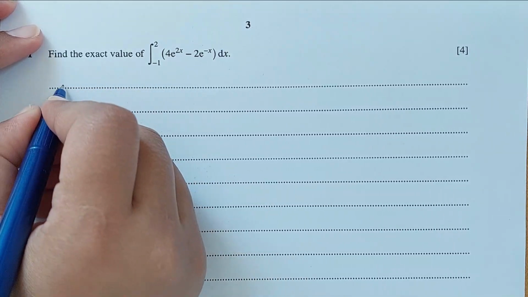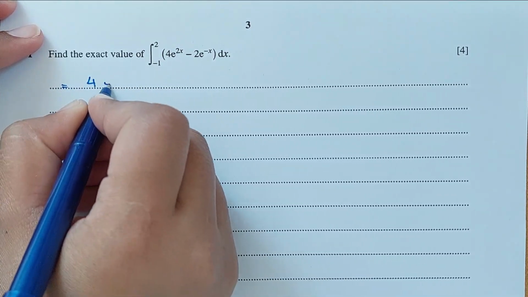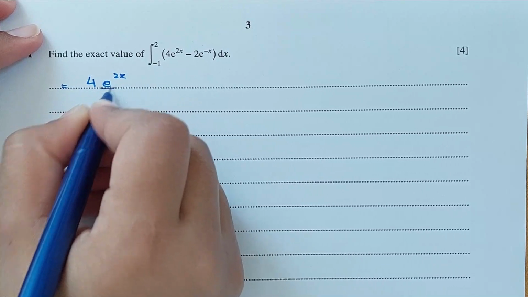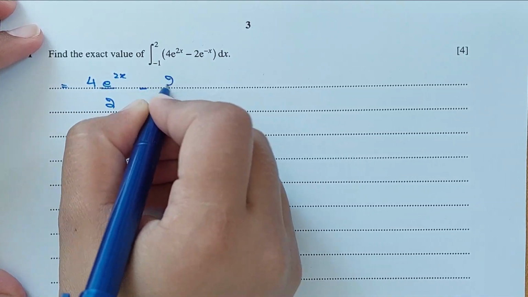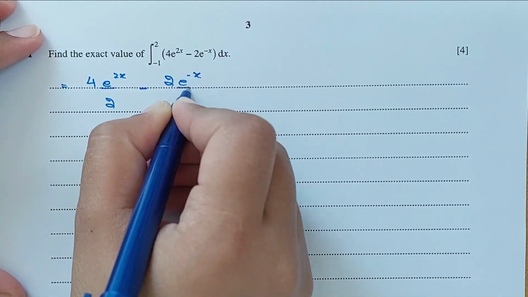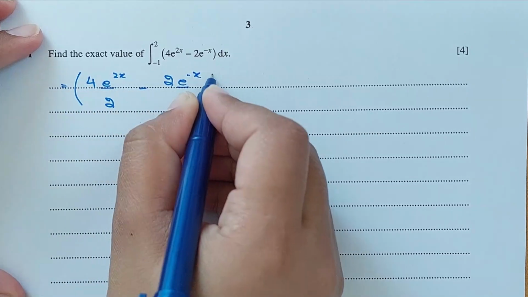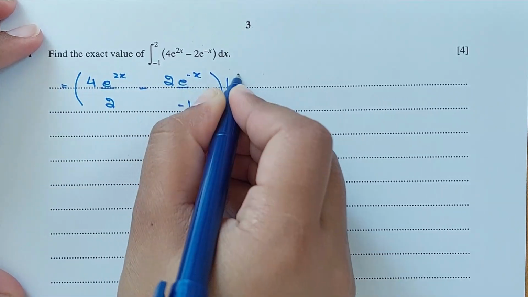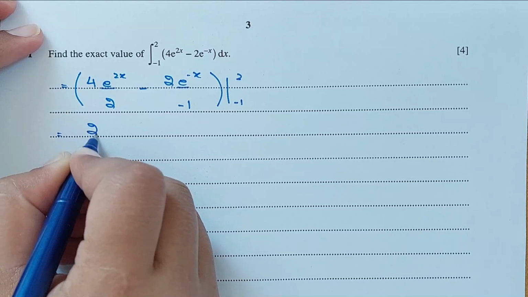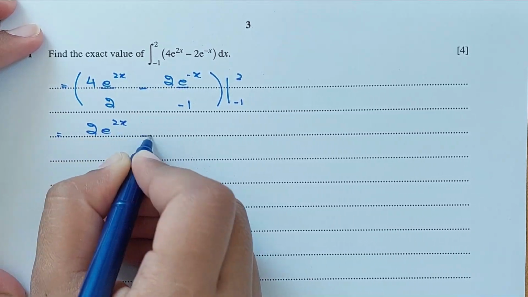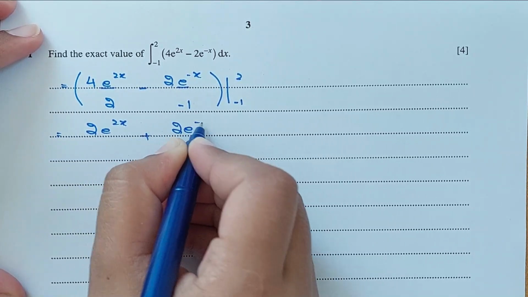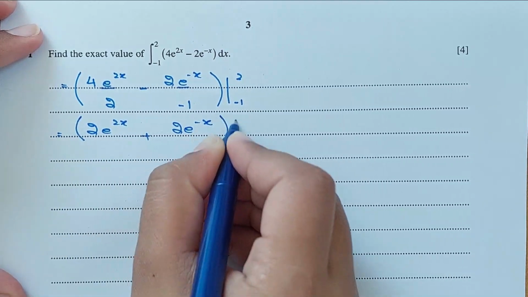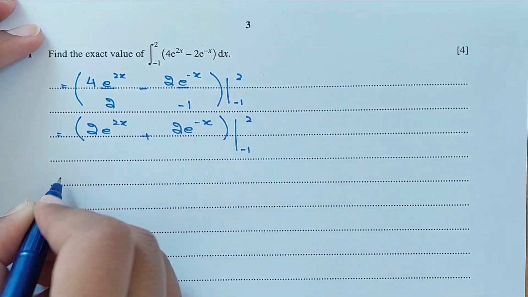So let me integrate this. We have 4e^(2x) divided by 2, minus 2e^(-x) over minus 1, and the limits are -1 to 2. So this would be 2e^(2x) plus 2e^(-x), with the limits -1 to 2.